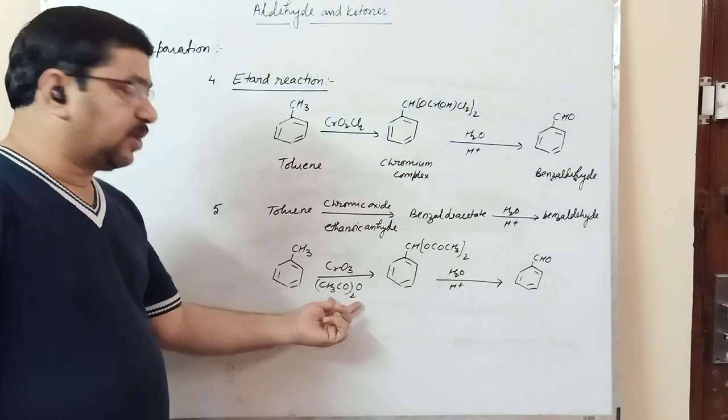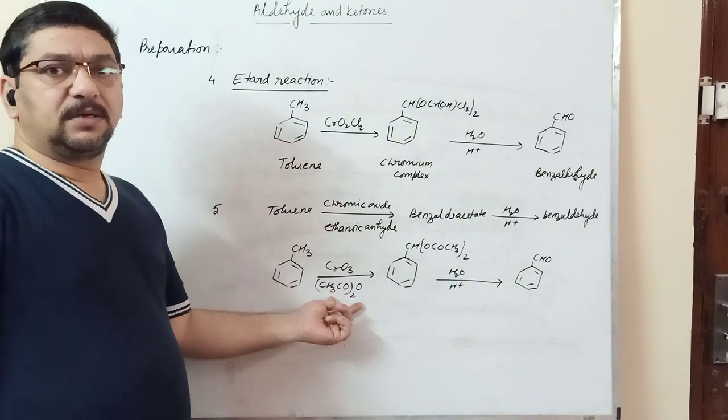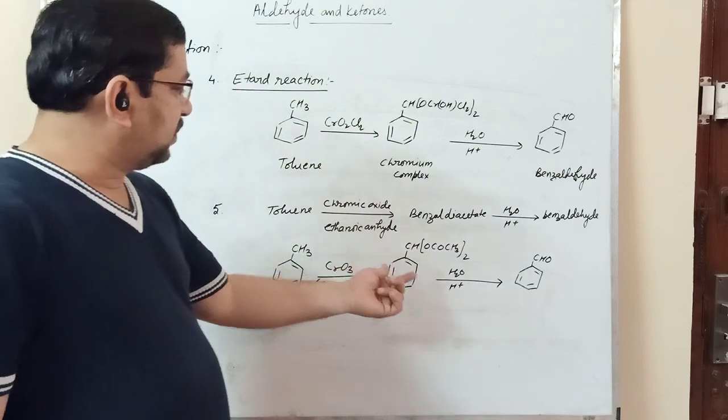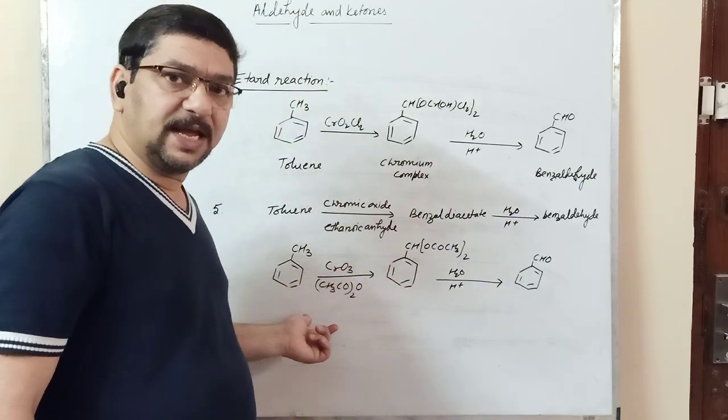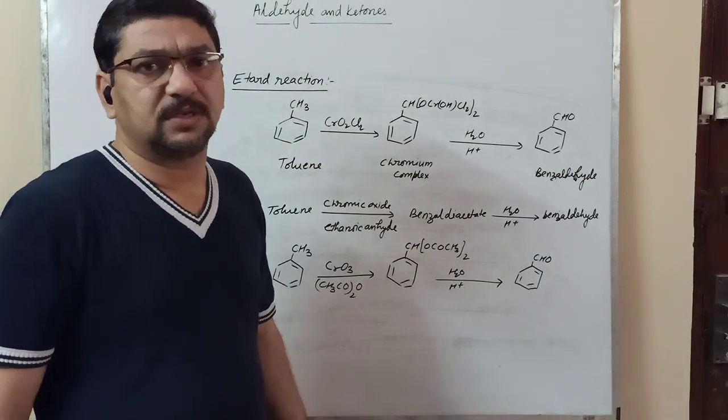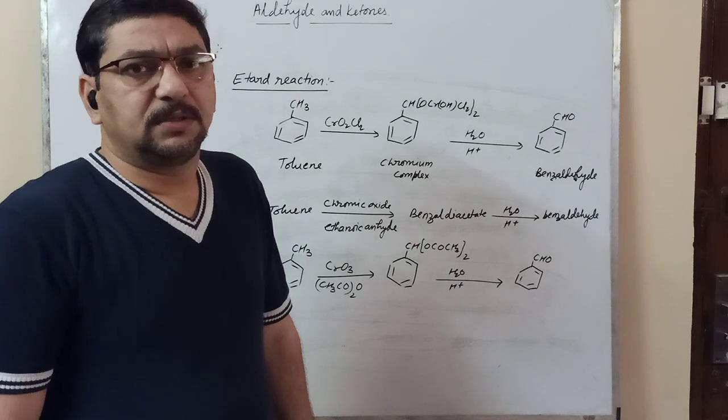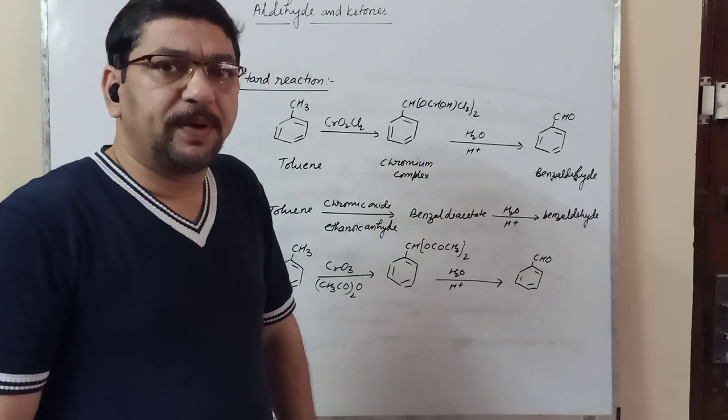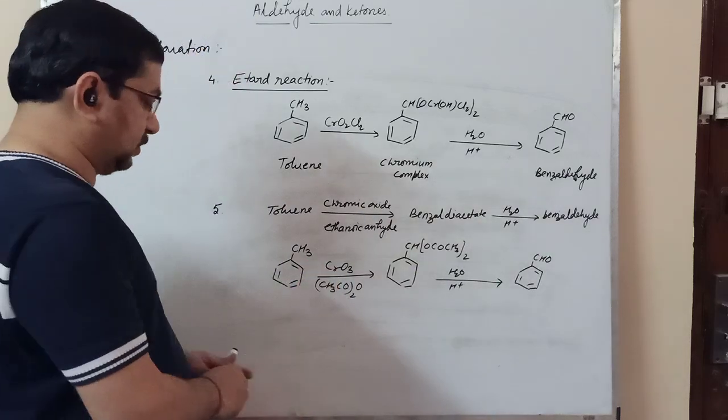So ethanoic anhydride gives an intermediate during the reaction and prevents the further oxidation of benzaldehyde into benzoic acid by chromic oxide.